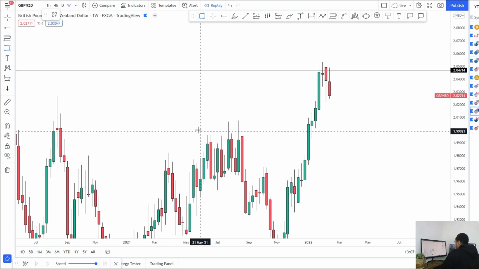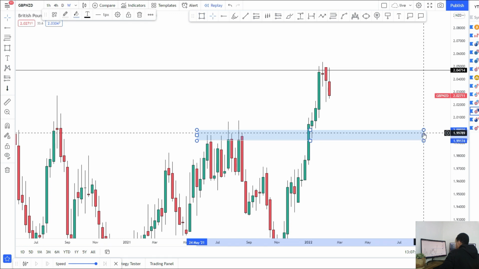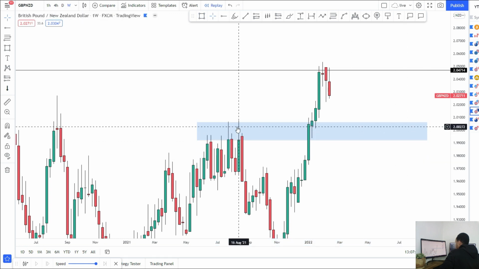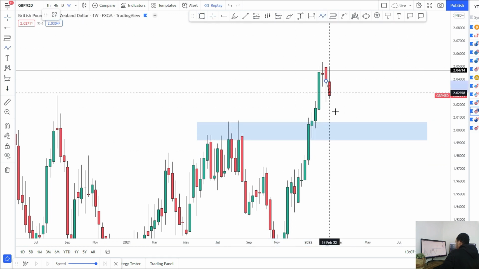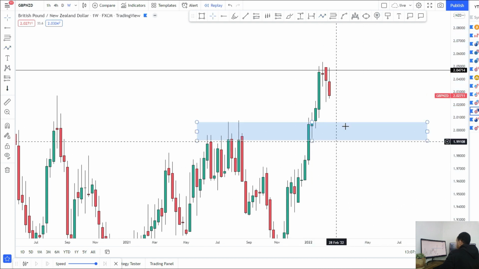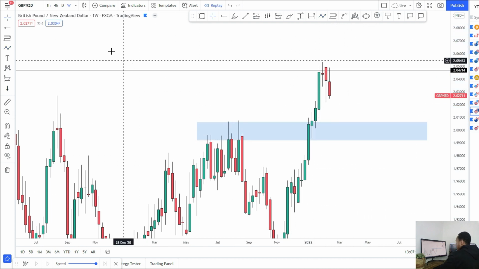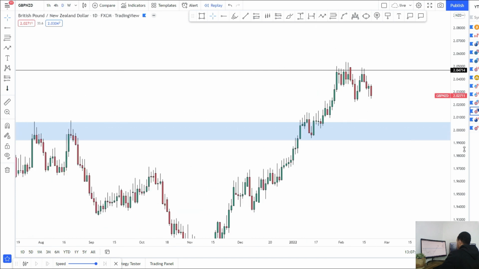Again, you can see we're holding down the weekly time frame and looking for price to return back into this resistance, turn support, maybe continue bullish or break through. We'll have to see, but we are looking for price to retrace into this area. So still looking for that for pound NZD.